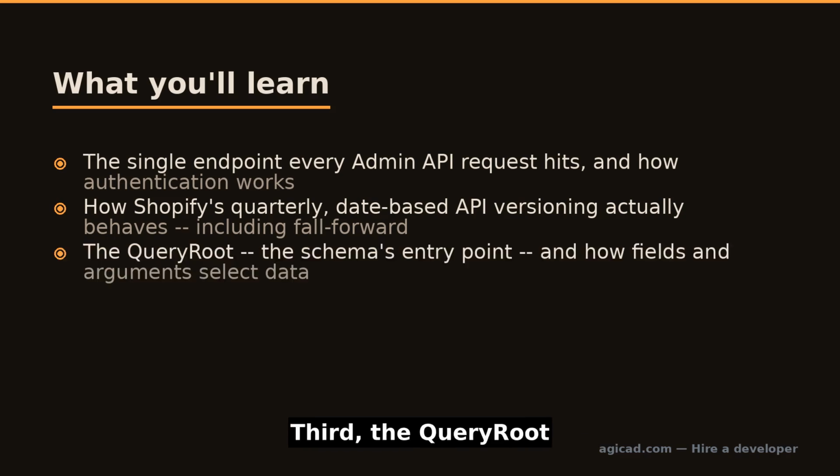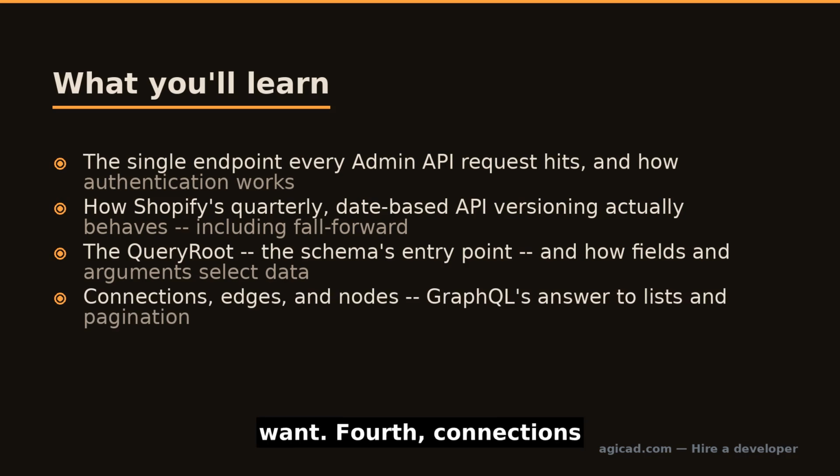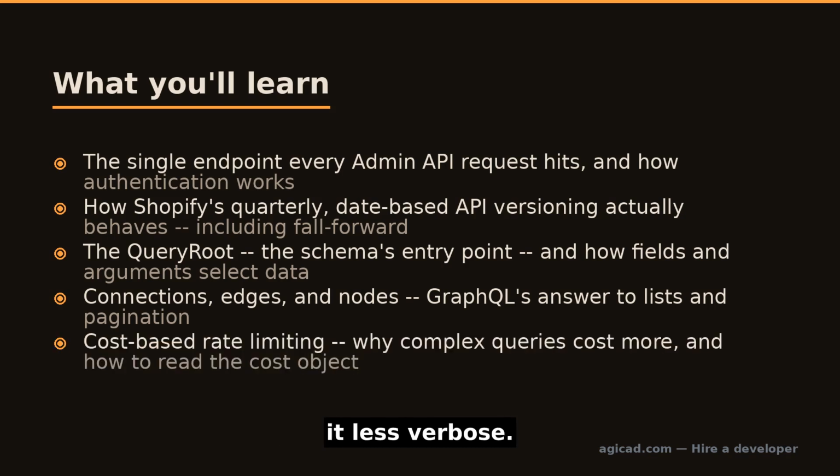Third, the QueryRoot object, the schema's entry point, and how fields and arguments select exactly the data you want. Fourth, connections: the edges and node structure GraphQL uses for lists, and the shorthand that makes it less verbose. And fifth, cost-based rate limiting: why a complex query costs more than a simple one, and how to read the cost object Shopify attaches to every single response.